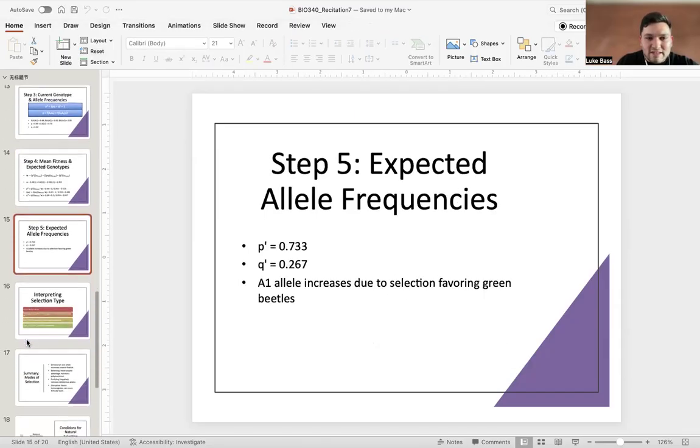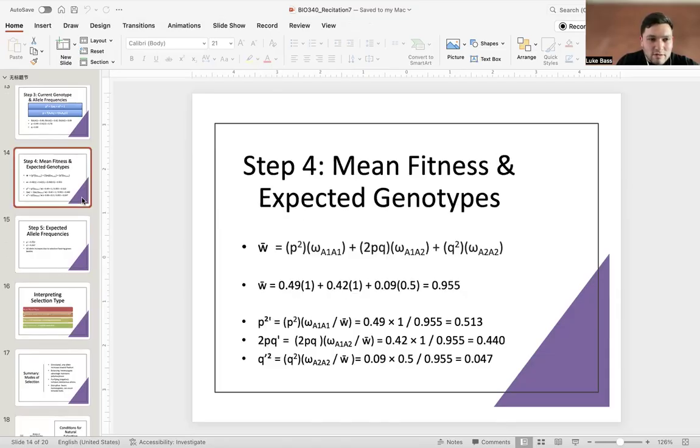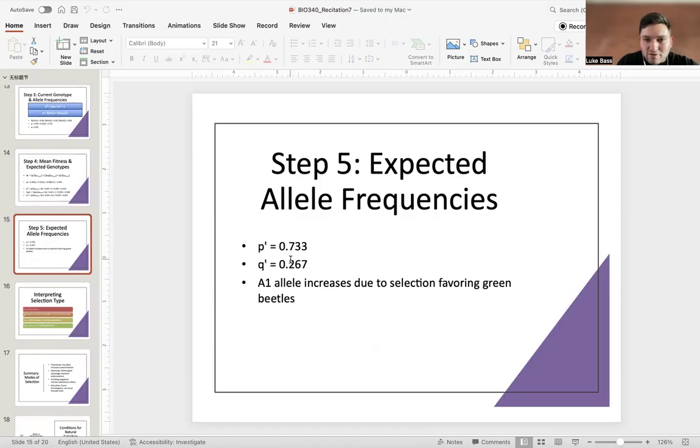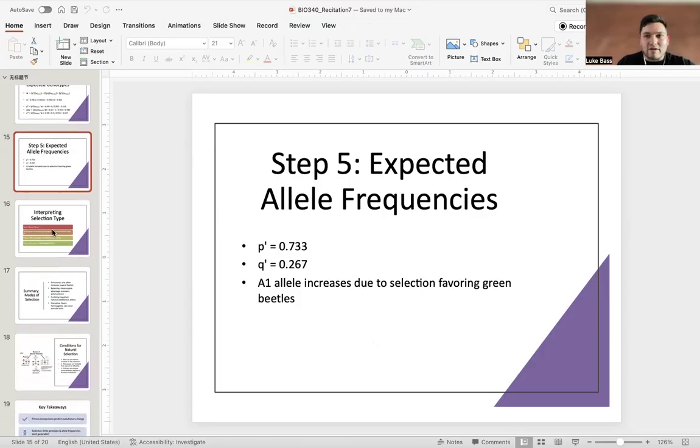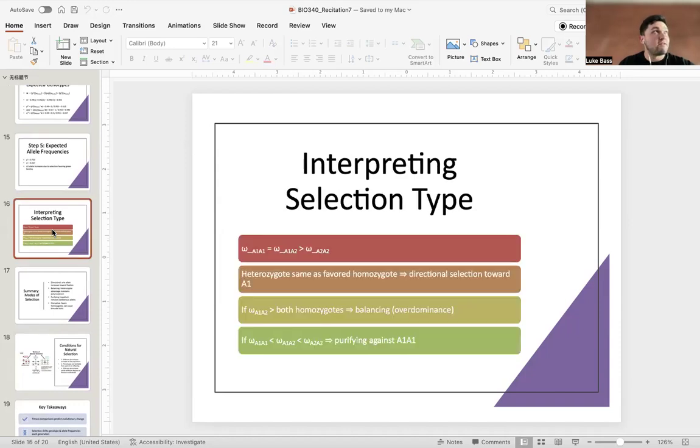So then the final step is the expected allele frequencies, which are p and q. It looks like you just take the square root here since you have p squared, and then q squared. So these are going to be your final answers for finding the expected allele frequencies. And the A1 allele increases due to the selection favoring green beetles, which makes sense. Natural selection is the survival of the fittest, and one that camouflages better on green leaves will probably survive better because it won't be spotted by predators.